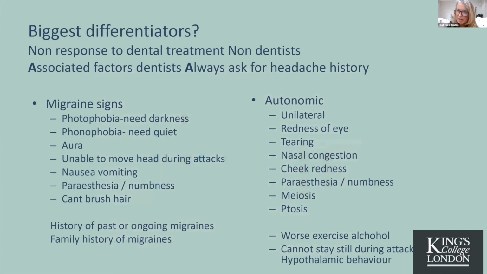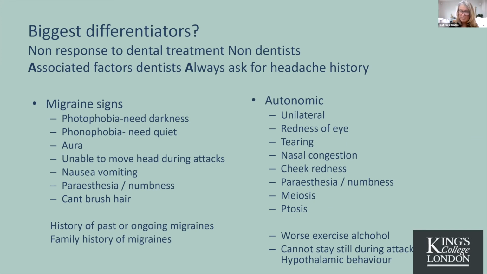Biggest differentiators, and there's one slide you had to take a picture of and put it up in your clinic, are these questions you need to ask your patients. So the migraine signs, photophobia, phonophobia, so light sensitivity, noise sensitivity. These patients actually are sensitive individuals, are hypersensitized between the episodes, not just during the episodes. Aura is really quite rare in migraine. Migraine without aura is much more common. Unable to move their head or neck during the pain episodes, they just need to lie down in a dark room, nausea, vomiting, dizziness. And the patients will often tell you they can't wash their face and can't brush their hair because of that sensitivity.